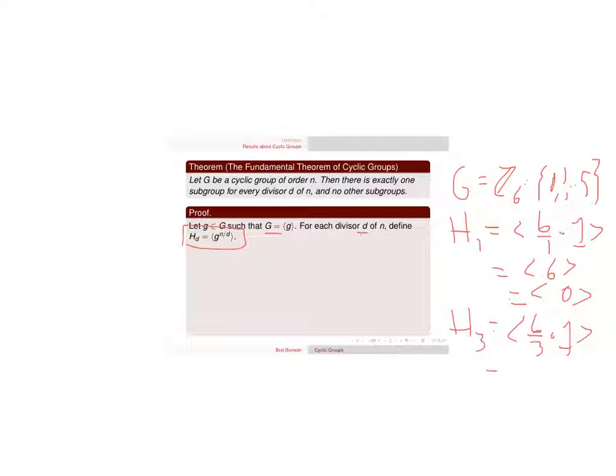I can define H1 equaling the subgroup generated by 6 divided by 1 times the generator 1, which equals 6, which equals 0. More interestingly, I have H3 equal to 6 divided by 3 times 1, which equals the subgroup generated by 2, which equals 0 to 4. And so you can do H sub 2 and also H sub 6. And so you can see that you can get these subgroups. I'm just going to name them H sub d, where d is the divisor. And I'm going to show that these are the only ones.